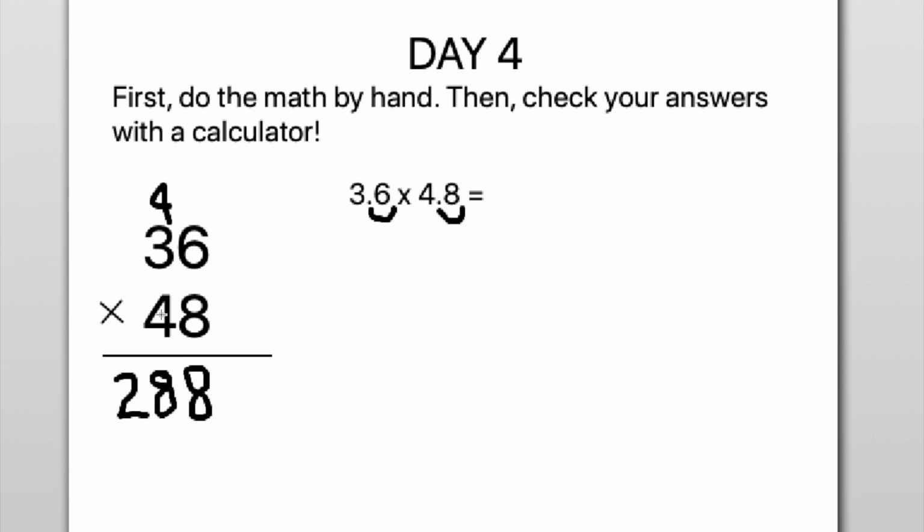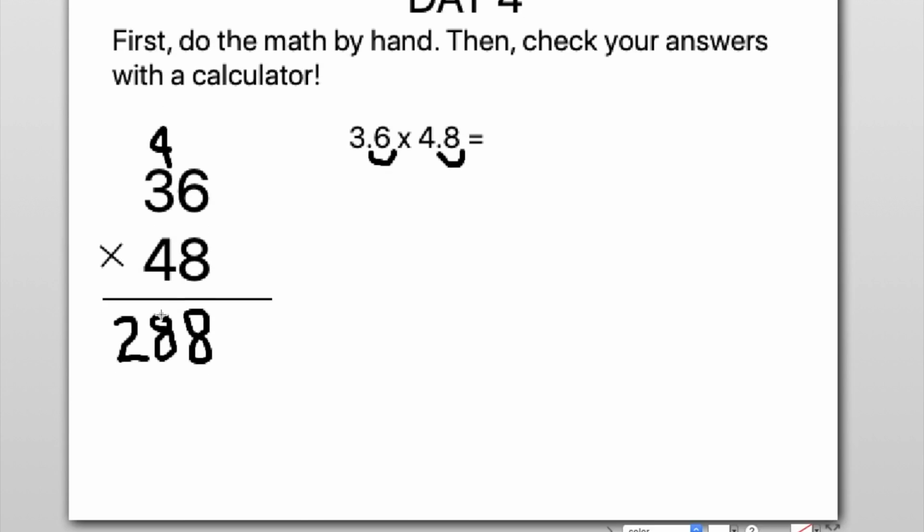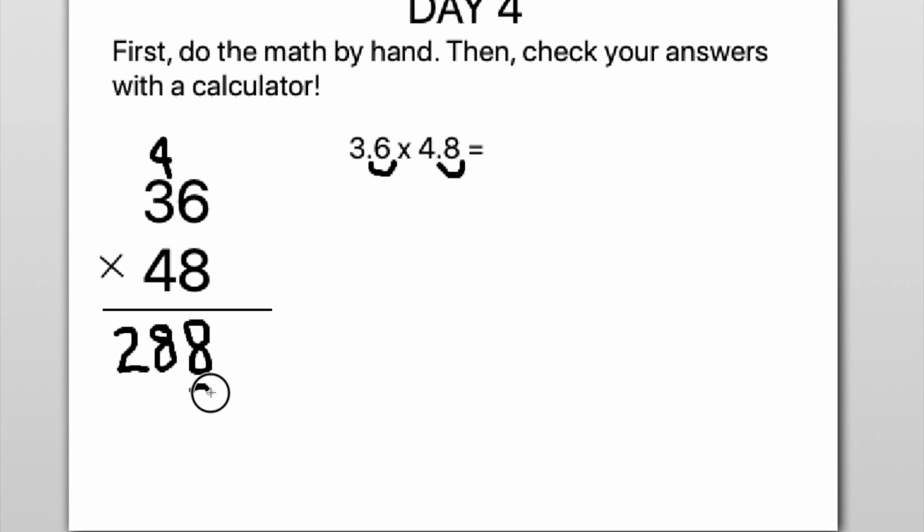Now that we're moving over to the tens, we need to add our 0. 4 times 6 is 24. Carry the 2. 4 times 3 is 12. Plus 2, 14.